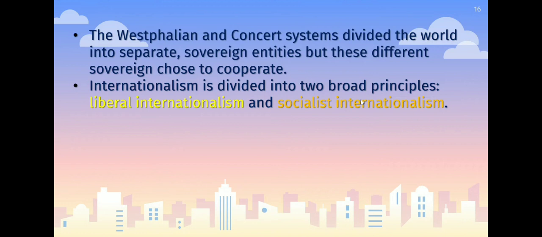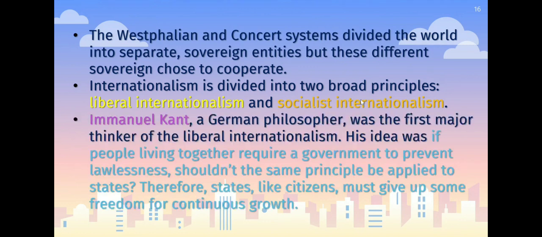Internationalism is divided into two broad principles. Meron siyang liberal na internationalism at meron siyang socialist na internationalism. Ang author ng liberal internationalism ay si Immanuel Kant. Si Immanuel Kant is a German philosopher. Siya ang una talagang nag-author or nag-isip na dapat meron tayong liberal internationalism. Kasi ang sabi niya, if people living together require a government to prevent lawlessness, shouldn't the same principle be applied to states? Therefore, states like citizens must give up some freedom for continuous growth.